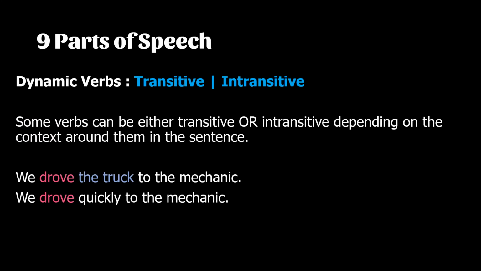Like I explained with the example of we walked the dog and we walked to the store, some dynamic verbs can be both transitive and intransitive, depending completely on the situation that you're describing. We drove the truck to the mechanic. I have an object. So drive in this case is transitive because something is getting moved or impacted. We drove quickly to the mechanic. There's no object here, so in this case it's intransitive.